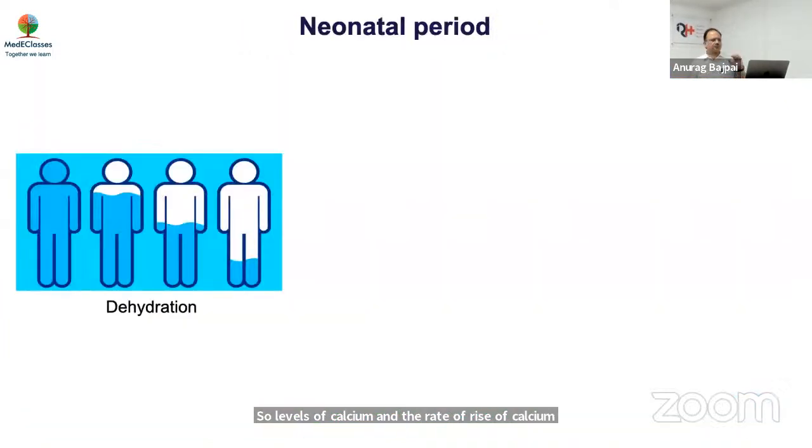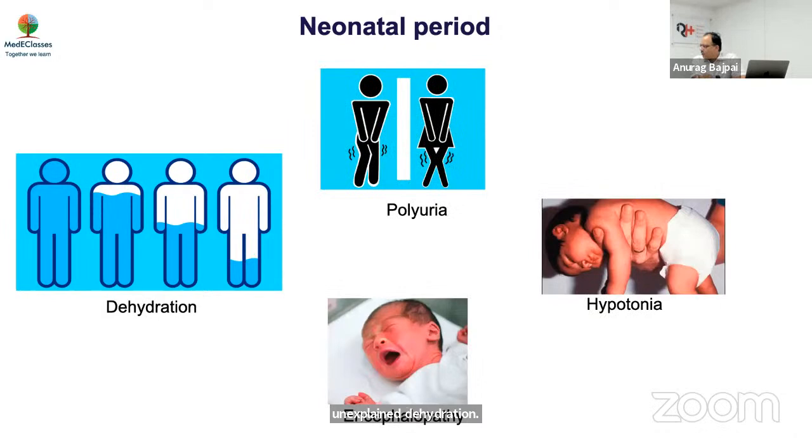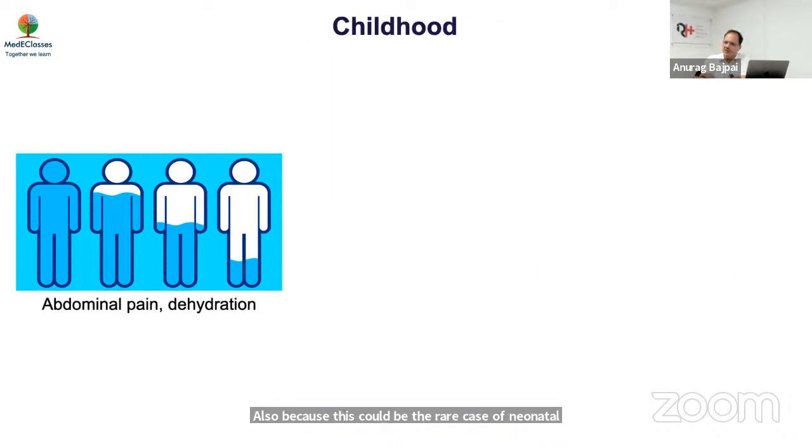Neonates, often we will miss calcium unless we are measuring it. So if you have any neonate who has unexplained dehydration, polyuria, hypotonia or altered sensorium, when you're measuring sodium, potassium and glucose, and these are normal, get a calcium level checked also, because this could be the rare case of neonatal severe hyperparathyroidism, which may have huge implications in that regard.